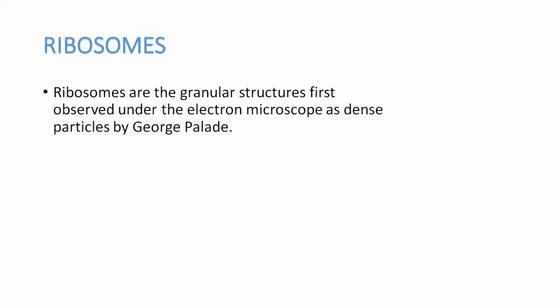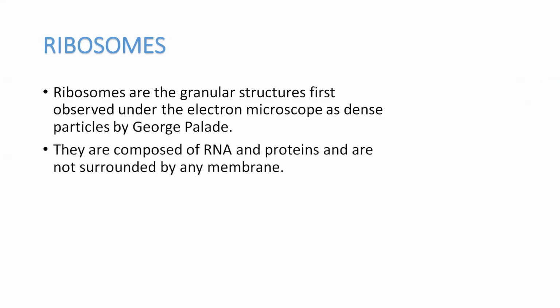Now let us move on to another cell organelle, ribosomes. Ribosomes are granular structures. These were first observed by Palade. They are composed of RNA and proteins. So the ribosomes are made up of RNA and proteins. They do not have any membrane. Make a note of this: they do not have any membrane.